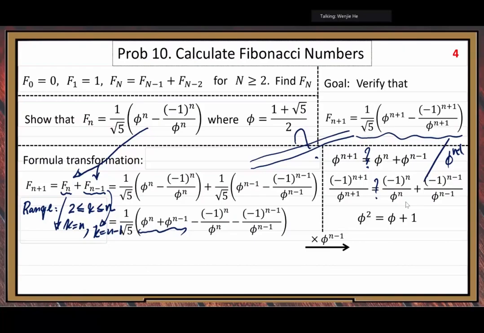So here we start from the second property, then we multiply both sides by phi to the n minus 1, so we can get that. We can see it is correct, because we know this is correct. Then we multiply the same expression on both sides, so we get this expression. So we see that this one is correct. That's the first part.